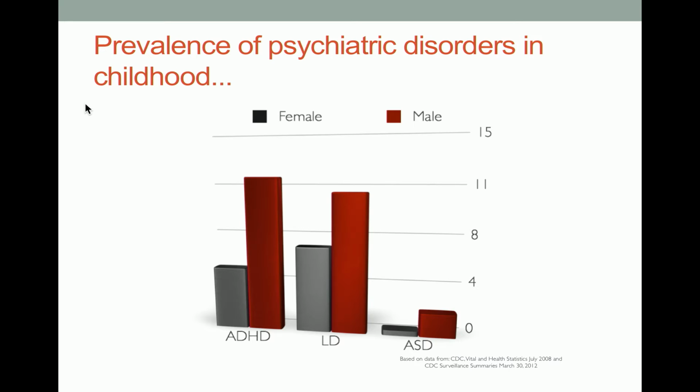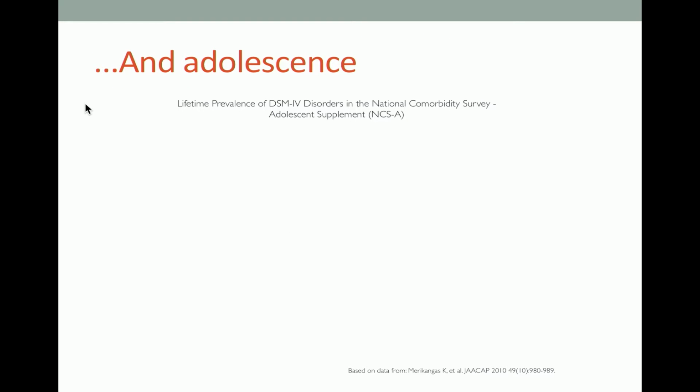If you look at the CDC data on the incidence of psychiatric disorders, there are substantial differences in neurodevelopmental disorders, the disorders that occur early in childhood. There's a substantial male predominance. Whether it's ADHD, learning disorders, or ASD, it's anywhere between 2 to 1 to the disadvantage of boys compared to girls, all the way up to 5 to 1, 6 to 1.